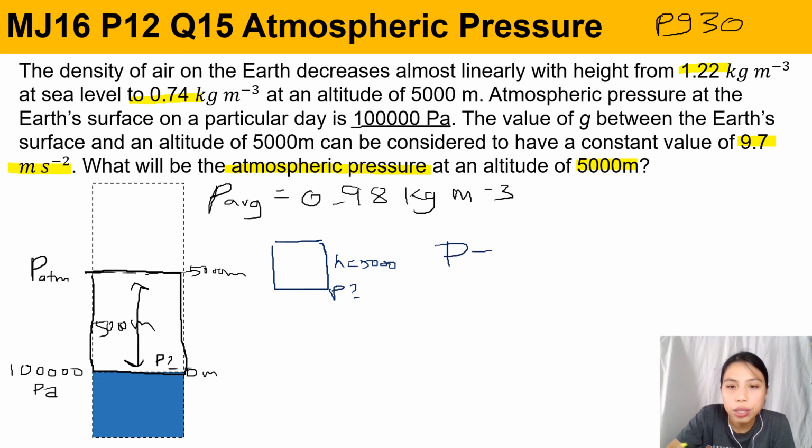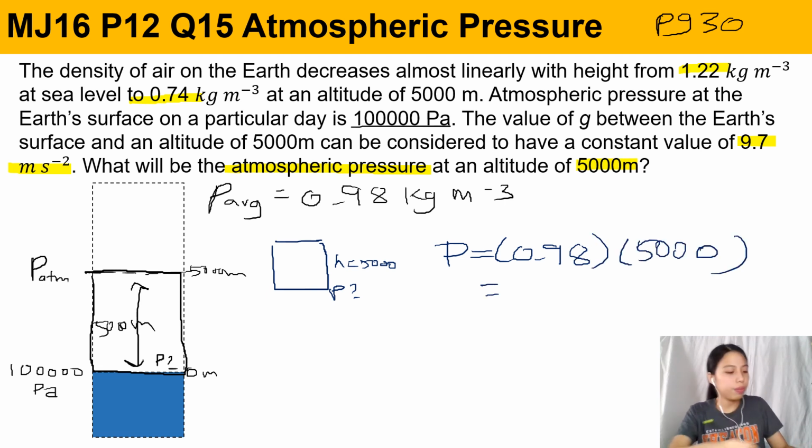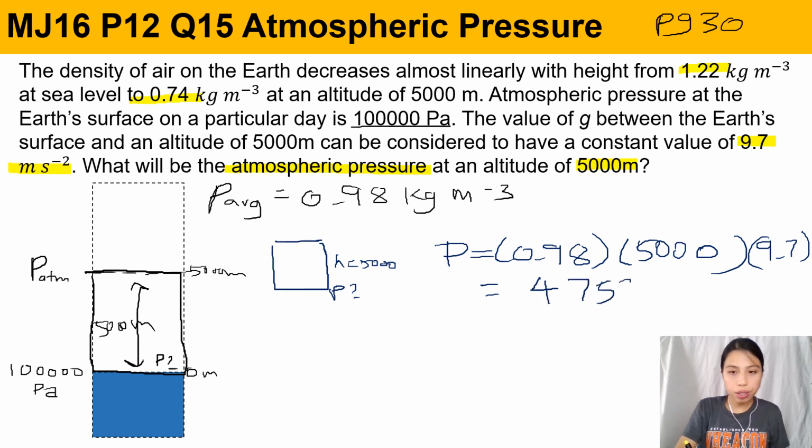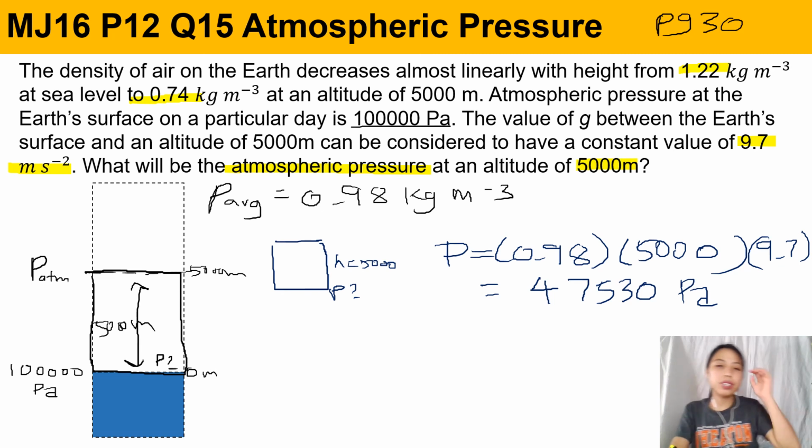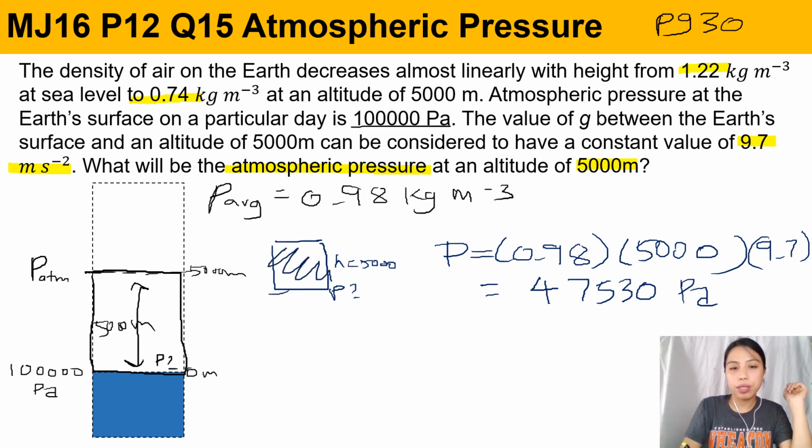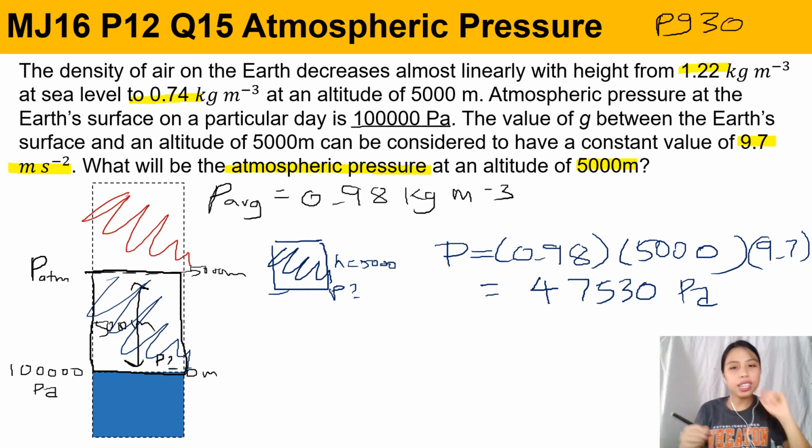So we do pressure is rho g h. So density, we take the average within that column because it keeps changing. So 0.98 times the height, 5,000. So what we get? Rho g, forgot the g, 9.7. 0.98 times 5,000 times 9.7 is 47530 pascals. So this 47530 is the pressure here because of all this pressing down. So we have found the pressure because of all this pressing down. But we want the pressure up here. So this is not the answer that we're looking for.